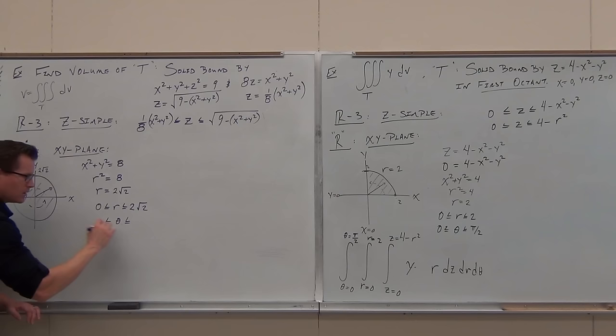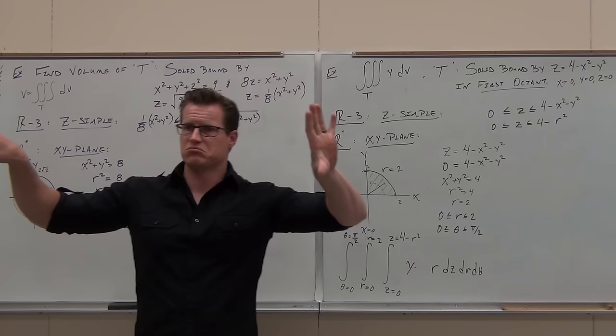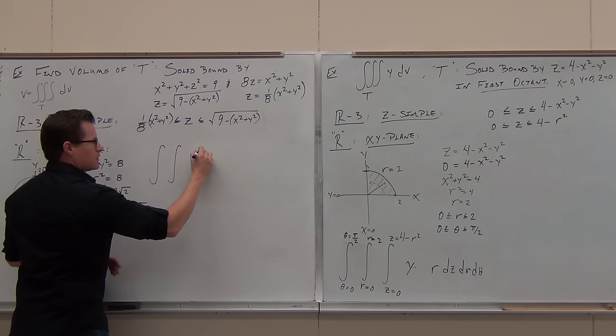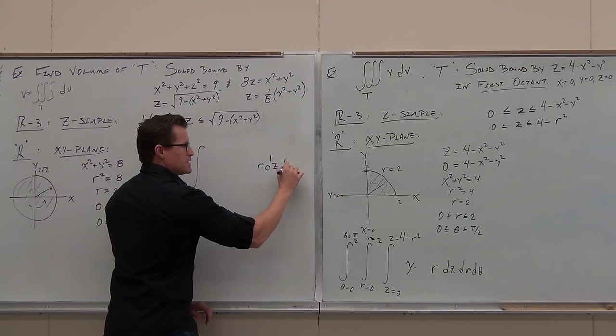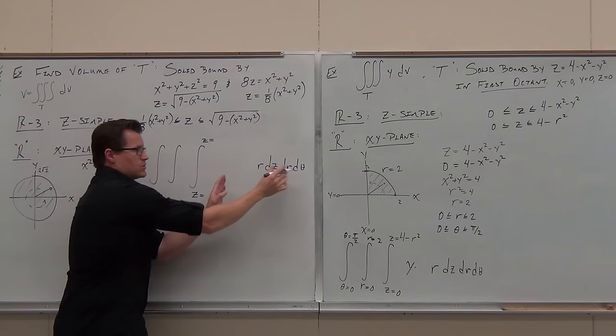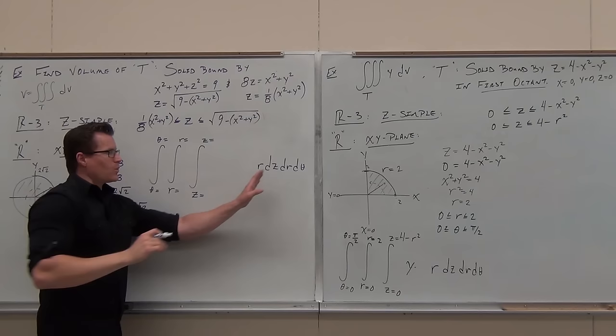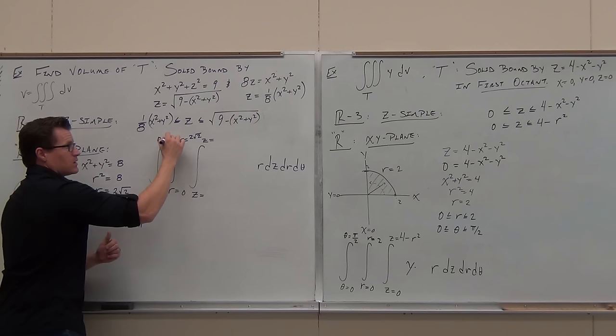We've already set up the outside two integrals. That's done. Just got to worry about the inside one. So we're going to start that right now. I know that at the very end, I'm going to have an r dz dr d theta. I know that because cylindrical says dz first, I need a z equals and a z equals. I do dr next, so I need r equals and r equals. I do d theta last, I need a theta equals, theta equals. We've already done this one. The r goes between 0 and 2 root 2. The theta goes between 0 and 2 pi. What's the z go between? You tell me that. What's the z go between?